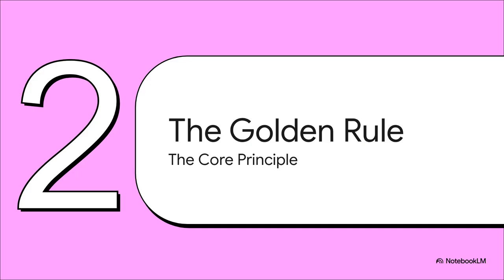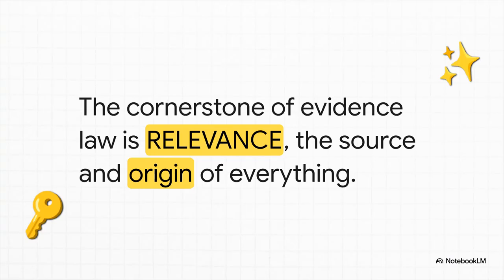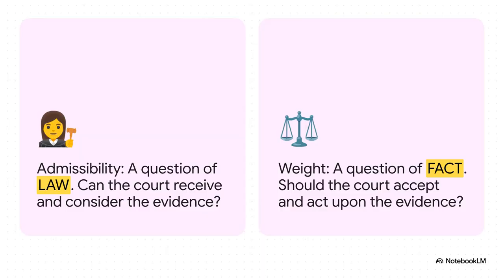Now, for the big one, the single most important principle that underpins everything else we're going to talk about. Seriously, if you only take one thing away from our playbook today, make it this. Relevance. It's the source, the origin, the absolute foundation of everything. Before you even start to worry about hearsay or privilege or any of those other tricky rules of exclusion, you first have to pass this one fundamental test. Is the piece of information you're trying to introduce actually relevant to a fact that's in dispute? If the answer is no, it's not coming in. End of story.